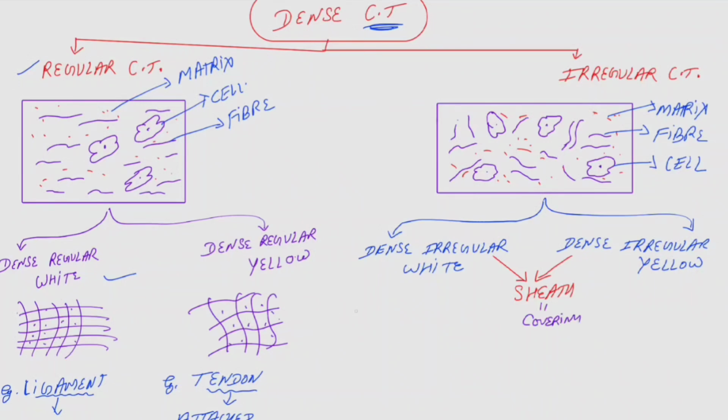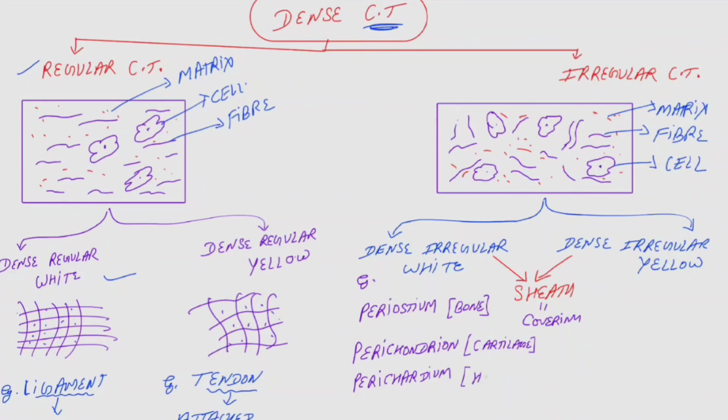That means the covering of bone is known as the periosteum. This is the covering of bone. Next example is perichondrium, the covering of cartilage. Covering of cartilage, perichondrium. And next is pericardium, the covering of the heart. The covering of the heart is known as pericardium.